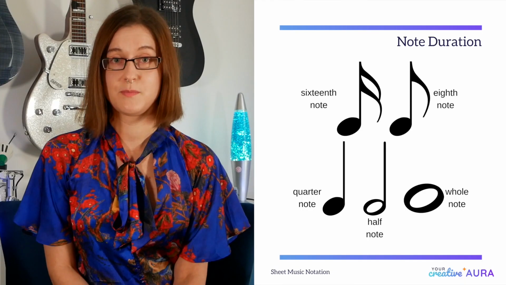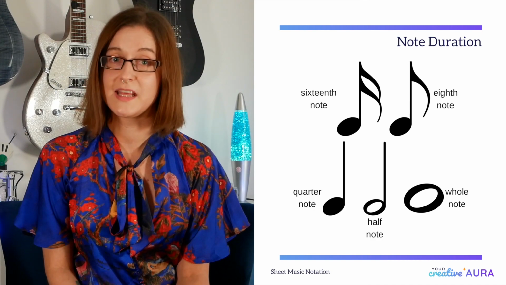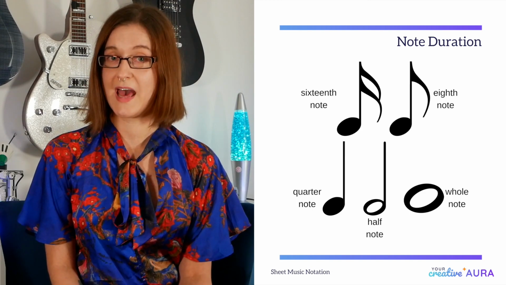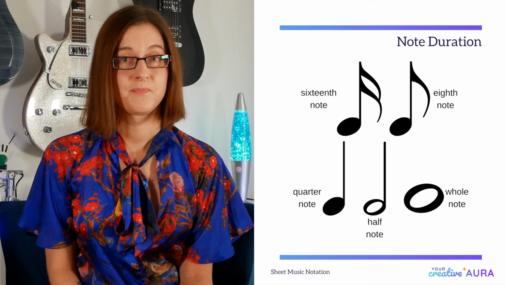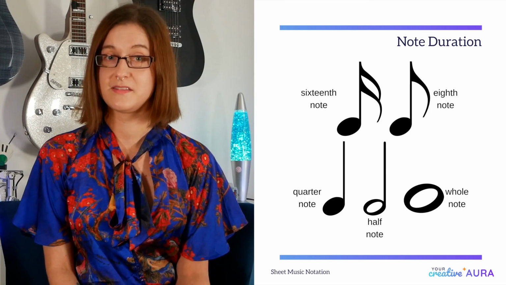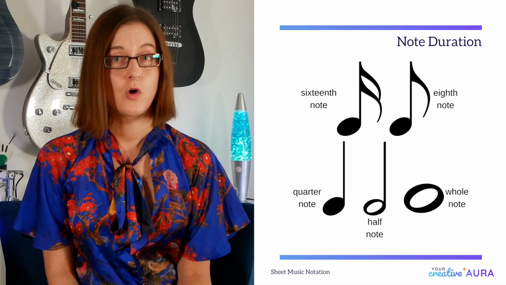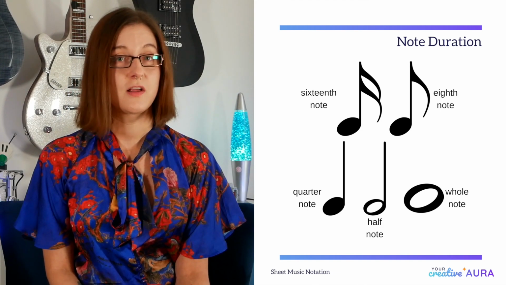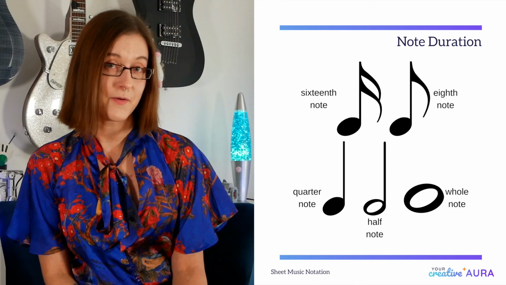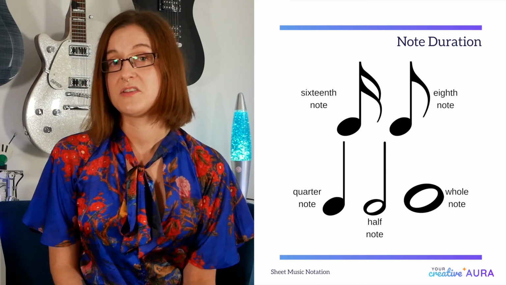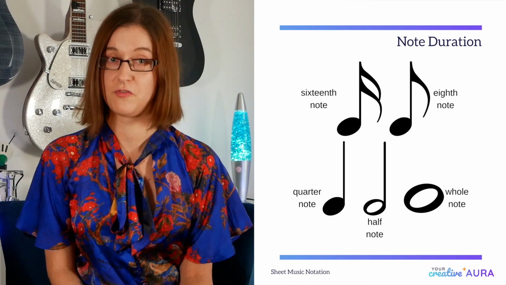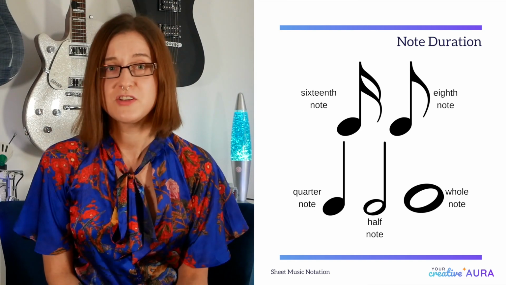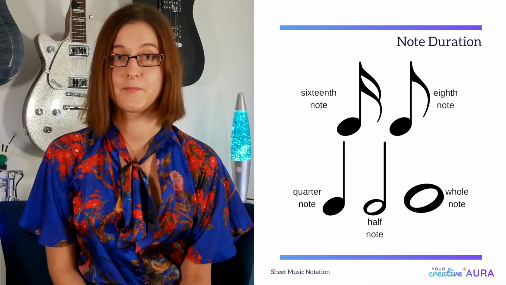There are 5 types of note durations that are most commonly used. These are the whole note, which is an open head, a half note, which is an open head with a stem, a quarter note, which is a closed head with a stem, an eighth note, which is a closed head with a stem and a flag, and the 16th note, which is a closed head, a stem with a double flag. Now, the relationship between each note duration is best shown in a hierarchy format.